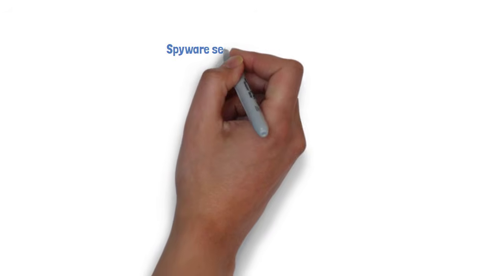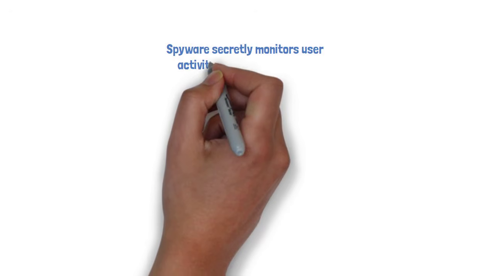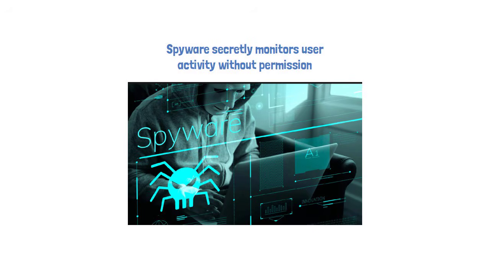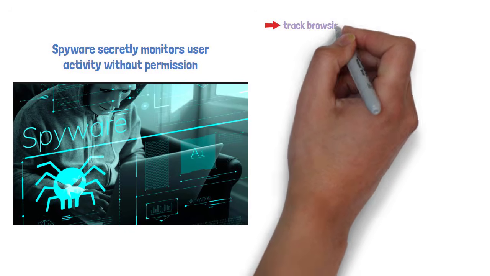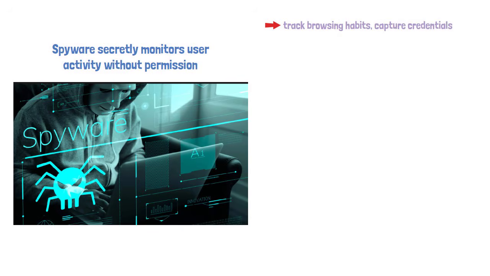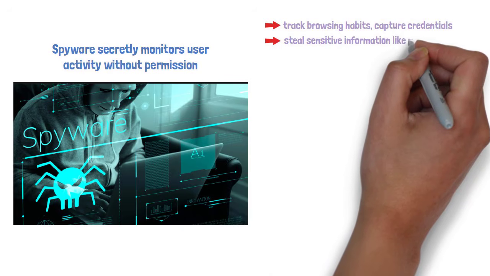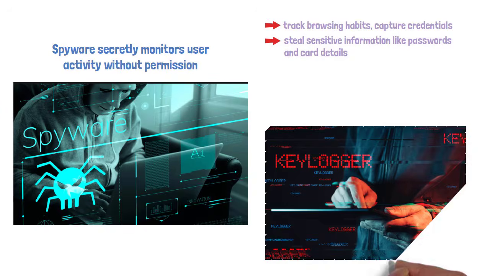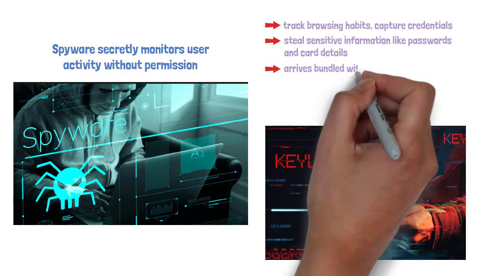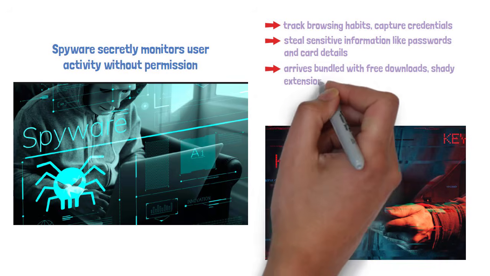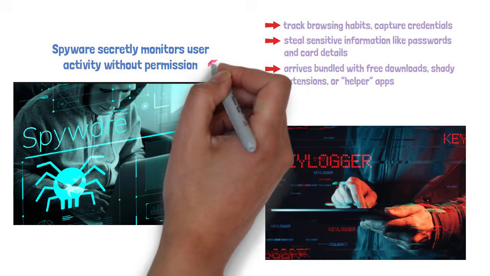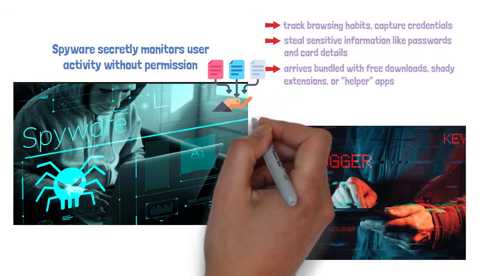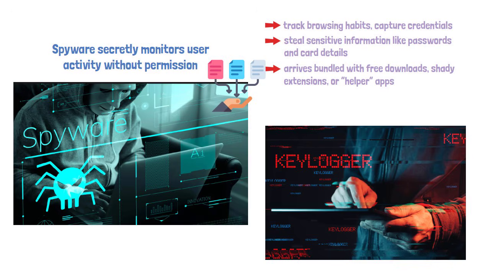Spyware secretly monitors user activity without permission. Imagine someone standing behind you, writing down everything you type and every site you visit. Spyware can track browsing habits, capture credentials, and steal sensitive information like passwords and card details. Keyloggers are a common example. Spyware often arrives bundled with free downloads, shady extensions, or helper apps. Unlike ransomware, it is not trying to block you. It is trying to quietly collect information for as long as possible.